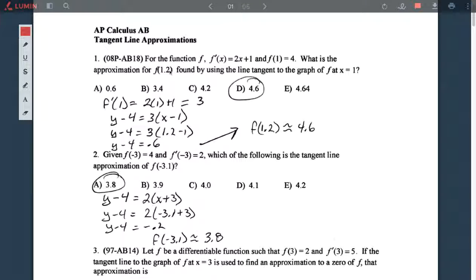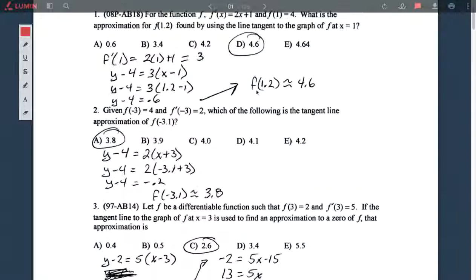And we want to approximate f of 1.2. So I plug in 1.2. 1.2 minus 1 gives me 0.2. 0.2 times 3 is 0.6. Add the 4 over. That gives me an approximation of 4.6. And that's why we have D as our answer.